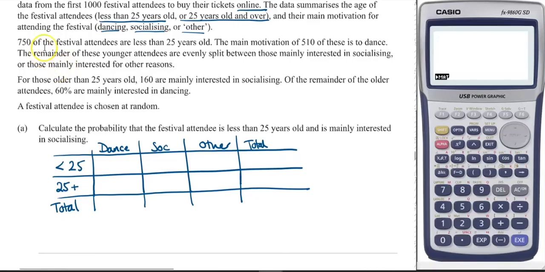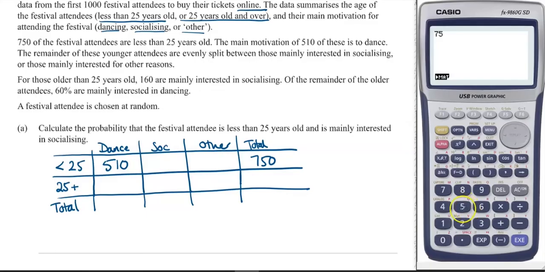So let's work through this information. First, we've got 750 of these attendees are less than 25. So 750 is going to go in here. The main motivation of 510 of these is to dance. So of those under 25, we've got 510 in dance. The remainder of the attendees are evenly split between socializing and other.